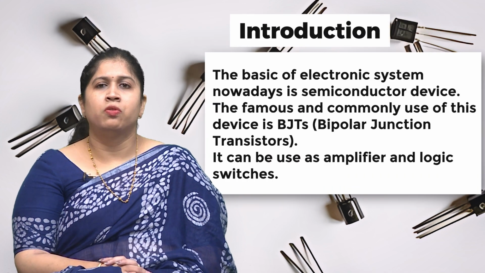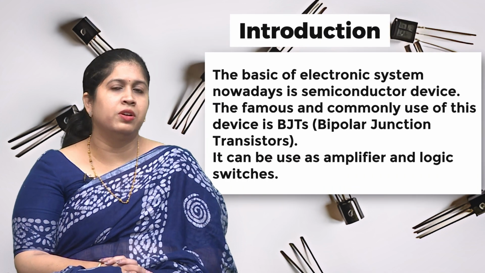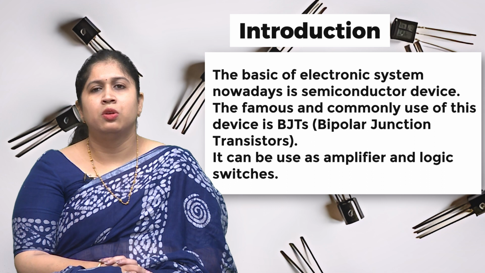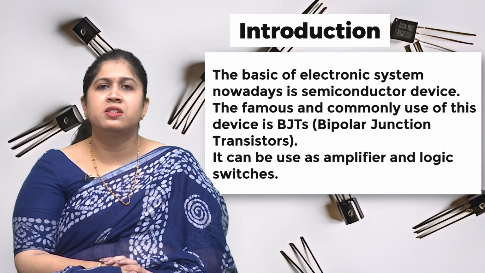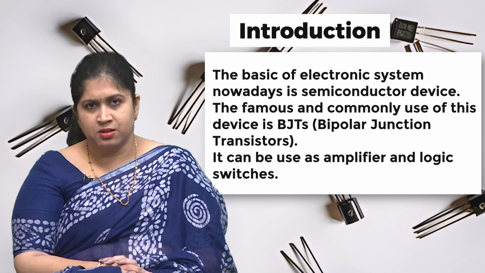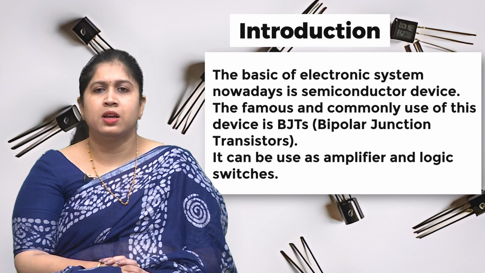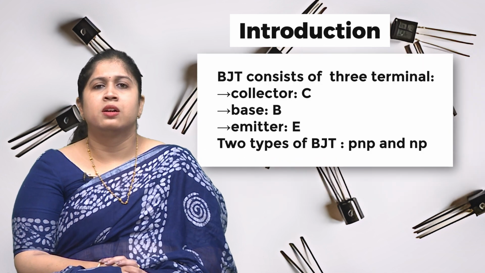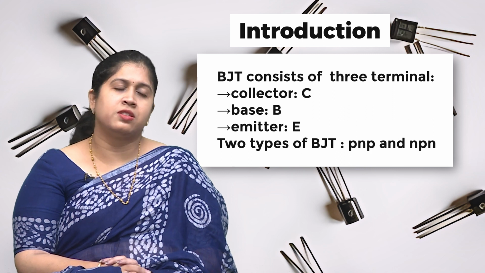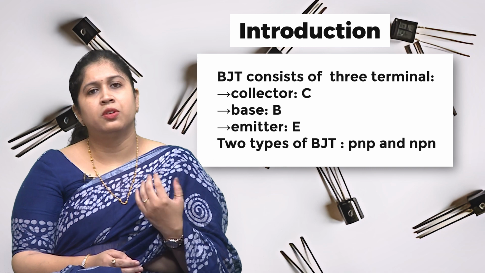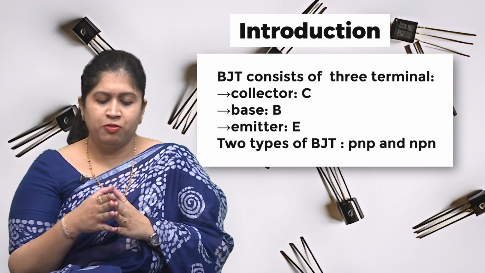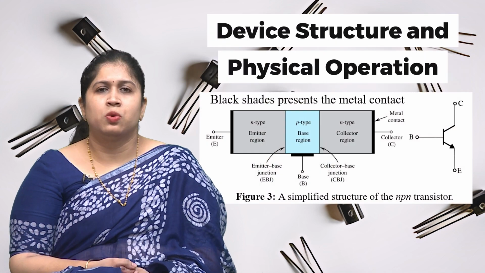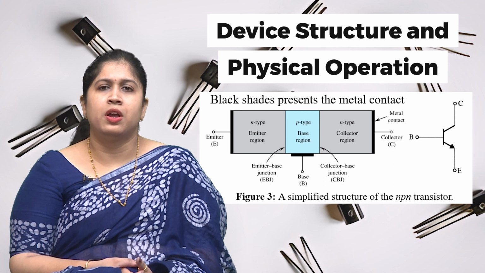The basis of electronic systems nowadays is the semiconductor device. The famous and commonly used one is the BJT, bipolar junction transistor. It can be used as an amplifier and logic switch. A BJT consists of three terminals: first the collector, second the base, and third the emitter. There are two types of BJT, either NPN or PNP. This figure shows the physical structure of the NPN.